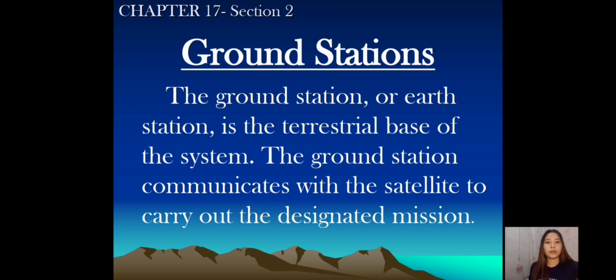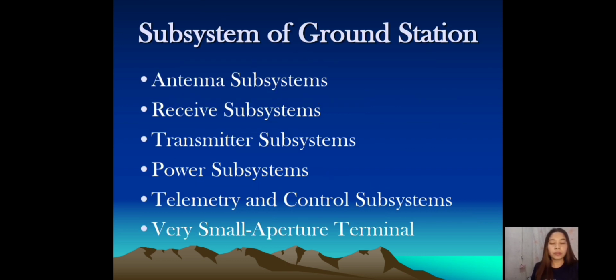Ground station. The ground station or earth station is the terrestrial base of the system. The ground station communicates with the satellite to carry out the designated mission. Subsystems of the ground station: antenna subsystem, receive subsystem, transmitter subsystem, power subsystem, telemetry and control subsystem, and very small aperture terminal.